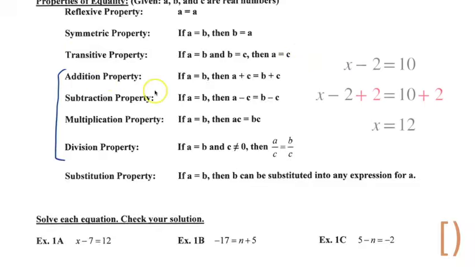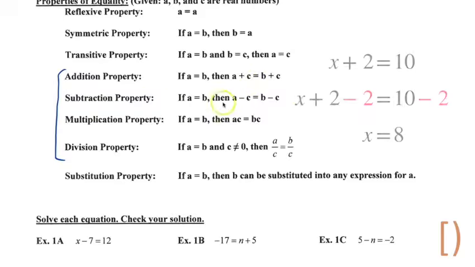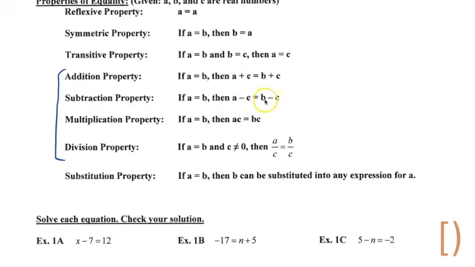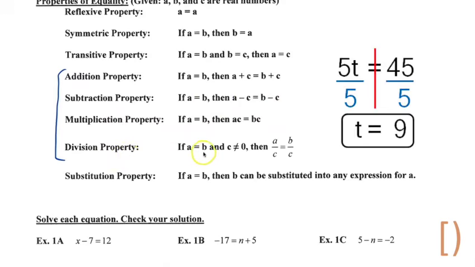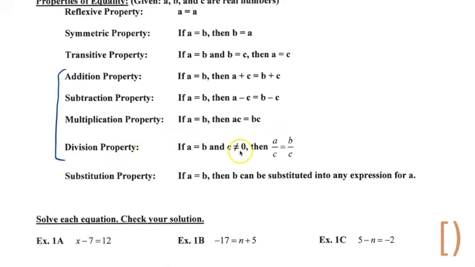For example, the addition property: if A equals B, then you're allowed to add a value to both sides. In this case, C is C. So as long as you add to both sides, you're golden. Same thing with the subtraction property: if A equals B, you can subtract the same thing from both sides, and it's still a true equation. You can do the same thing with multiplication. If A equals B, you can multiply both sides by the same number. And you can do the same thing with division. If A equals B, you can divide both sides as long as the number is not 0.